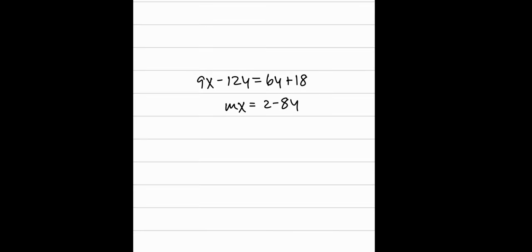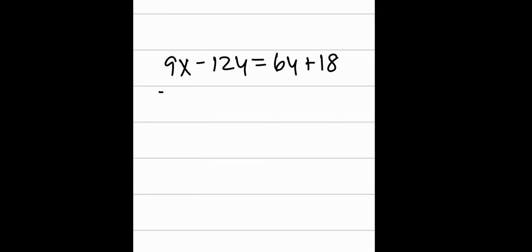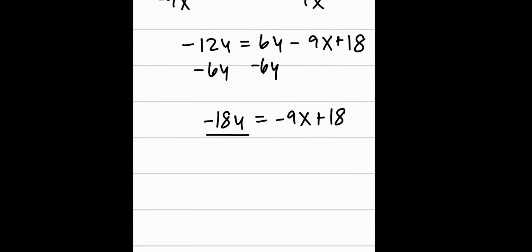So now let's actually get to this problem. If we're dealing with slopes and y-intercepts, it would be best if we convert both of these equations to slope-intercept form first. So I'm going to start with this one. I'm going to convert this to slope-intercept form. I think first I'll subtract both sides by 9x, and I get negative 12y is equal to 6y minus 9x plus 18. Now I'll subtract both sides by 6y, and I get negative 18y is equal to negative 9x plus 18.